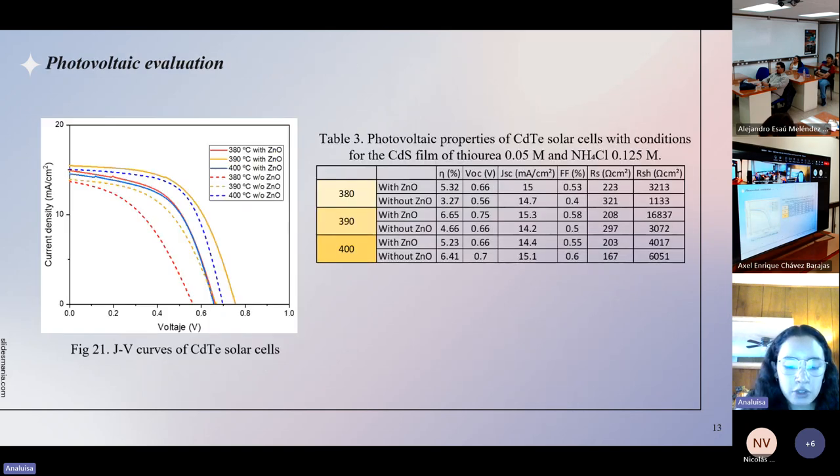For the photovoltaic results of the devices, we can see an increase in the efficiency of the devices of 2% when zinc oxide is added to the structure of the cell. The maximum efficiency we obtained was 6.65%, and the other photovoltaic parameters are good in our cells. We also obtained that the best temperature for the annealing process was 390 Celsius degrees, which improved the properties of the cell.